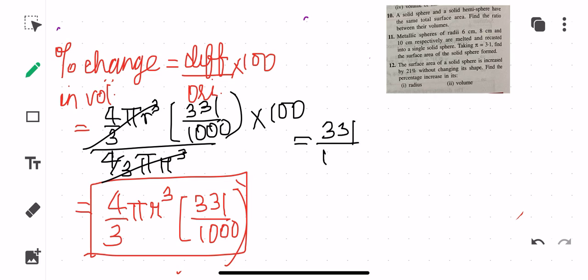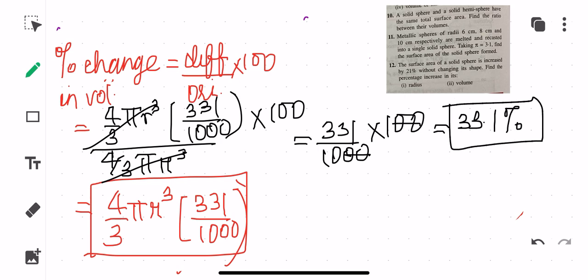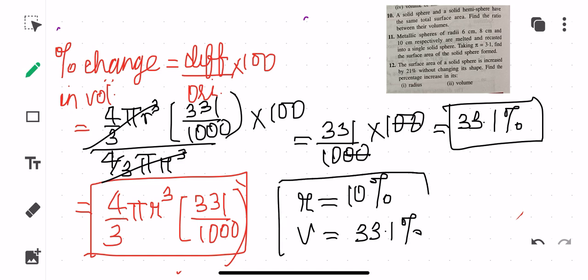331 divided by 1000 into 100. So this is going to be equal to 331 divided by 10, which is 33.1%. So what you calculated, children, is that the change in radius is equal to 10% and the change in volume is equal to 33.1%. So this is the answer that you are getting. So children, we are done with this exercise.